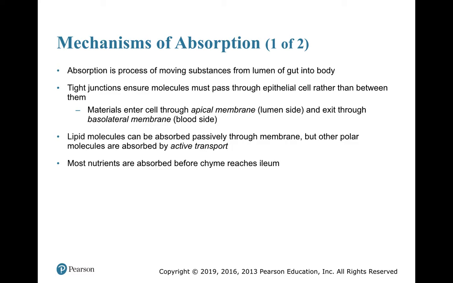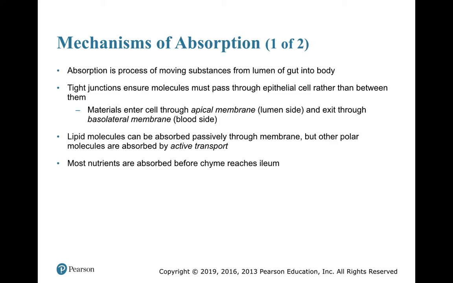Absorption is the process of moving that substance from the lumen of the gut into the body. There are tight junctions that ensure most molecules have to pass through the epithelial cell rather than between them. Materials enter the cell through the apical membrane, the lumen side, and exit through the basolateral membrane on the blood side. Remember, there is a polarity to the cells in these membranes.